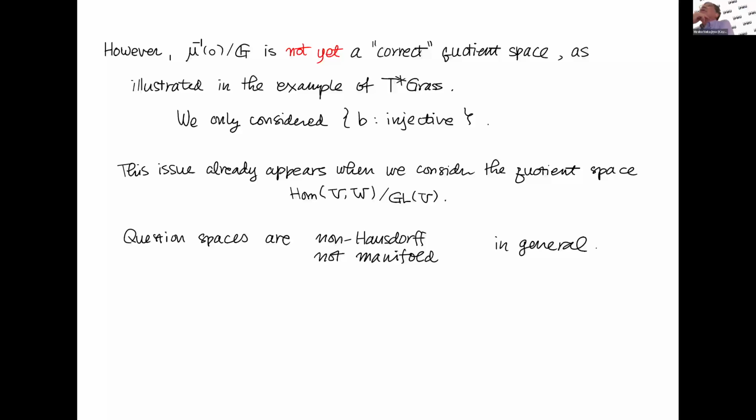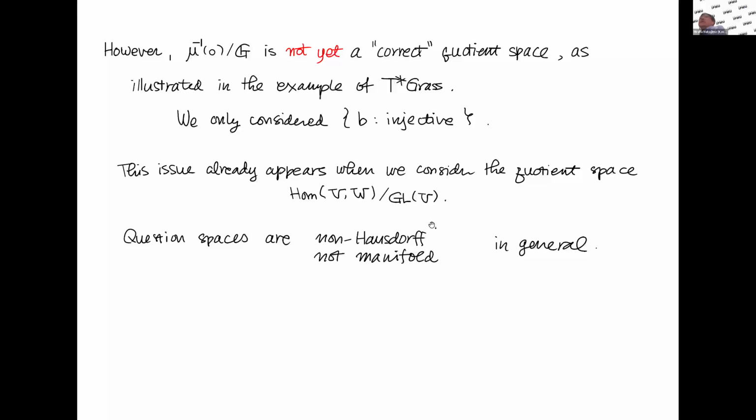This issue already appears without going to symplectic geometry, even if I take only the second component and the quotient space. If B is injective, as I mentioned, the quotient space becomes the Grassmannian manifold. But if we don't impose injectivity, then the quotient space is something different. In fact, this is a delicate question, because the quotient space, in general, is not Hausdorff, or it doesn't have the structure of a manifold. So when you want to deal with quotient spaces, you must be careful.